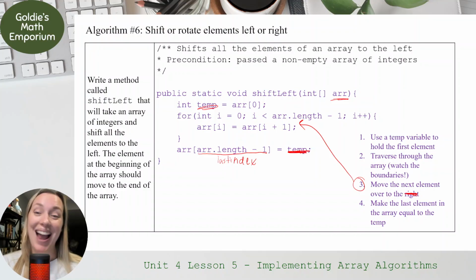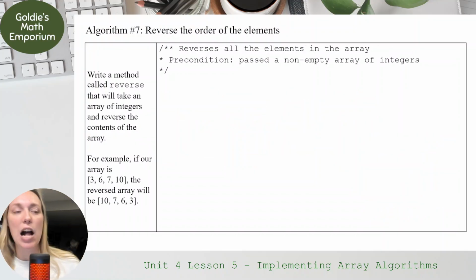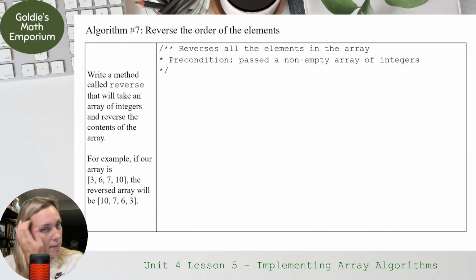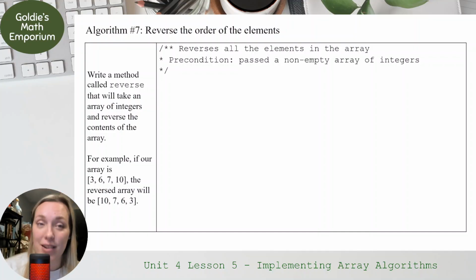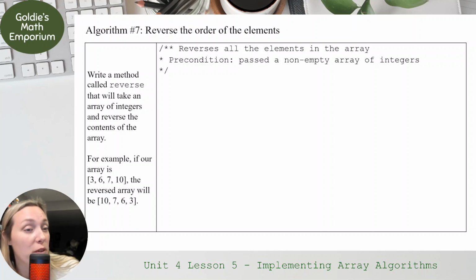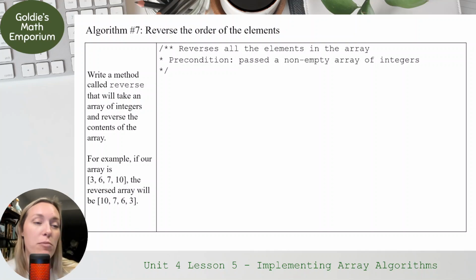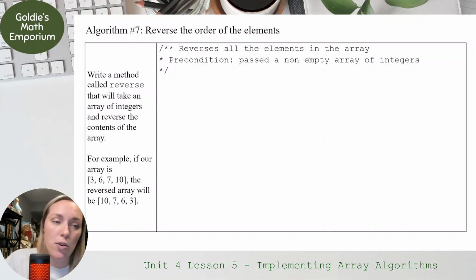All right. Very exciting. The last algorithm. We're going to go through this algorithm and then we're going to finish our notes today talking about arrays of objects. So, reverse the order of the elements. If we want to reverse all the elements in an array, we're going to write a method called reverse that will take an array of integers and reverse the contents. So what I mean is, if I have an array 3, 6, 7, 10, the reversed array should be 10, 7, 6, 3.